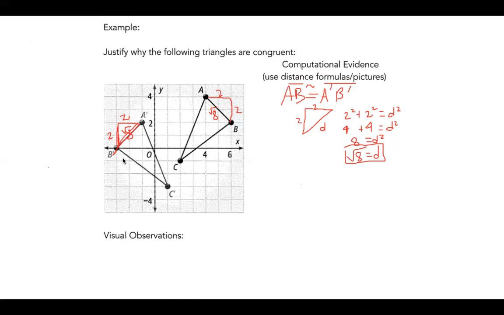Then I'm going to look at the BC triangles. So I could say that BC is congruent to B prime C prime. And I'm just going to draw a triangle. So it looks like it's a 3 by 4 triangle, turned on its other side, the other way around.